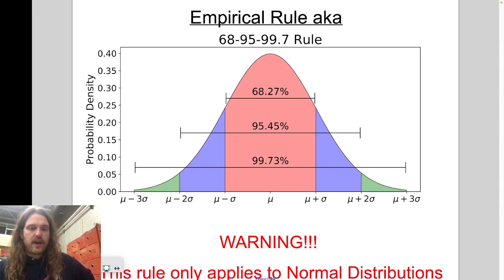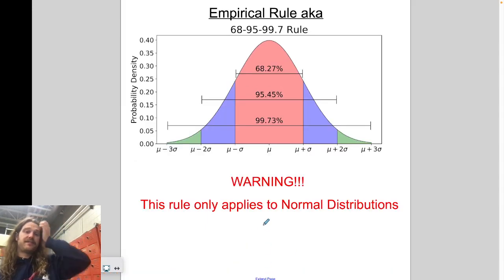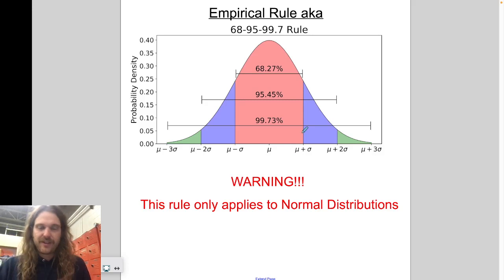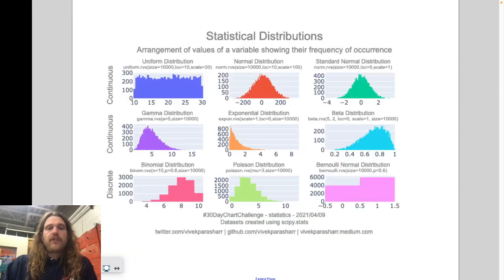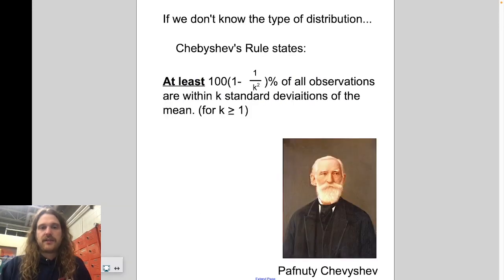Okay. Warning, though. I have to say something really quick, and that is you can't do the thing that I'm currently doing on a distribution that's non-normal. This only works for normal distributions. So what do we do for all the other distributions that are shaped differently? Is there a rule that covers every statistical distribution? And it turns out that there is.